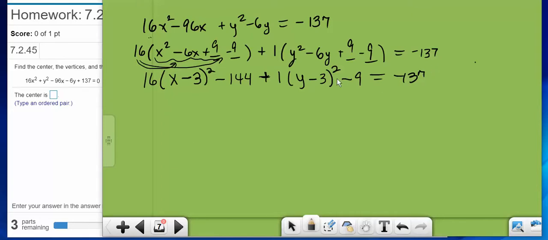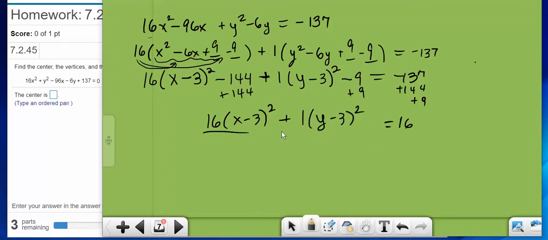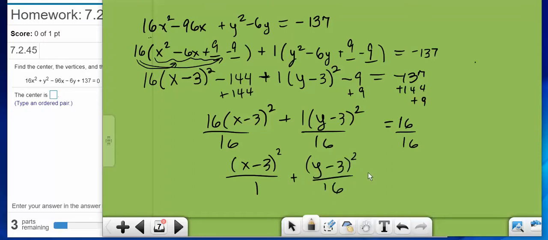Okay, then we want all the constants on the right, so we're going to add 144. We're going to add 9, and we get, what do we get? 144 plus 9 minus 137 is 16. Divide everything by 16 to get 1 on the right side. So we get x minus 3 squared over 1 plus y minus 3 squared over 16 equals 1.